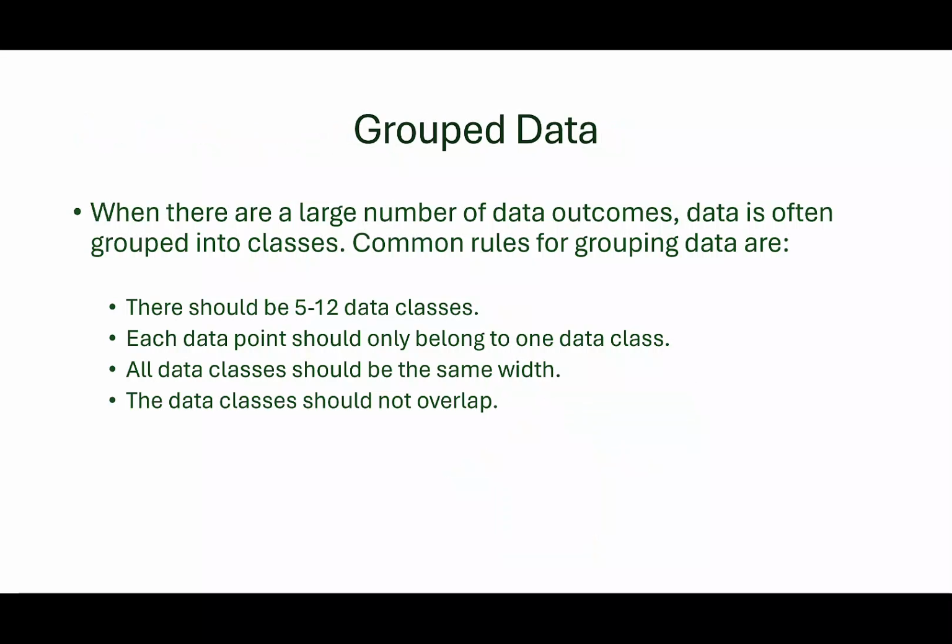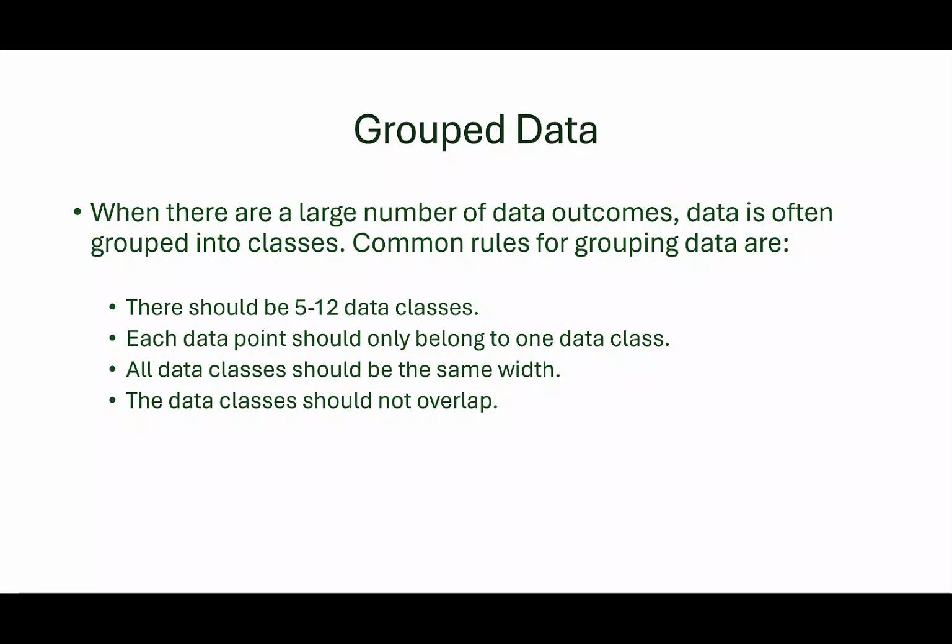As data gets larger, it becomes harder to work with. So when we have a large number of data outcomes, we often group the data into classes. There are a couple common rules for grouping data. Generally, we like 5 to 12 data classes, but a lot of that depends on the type of data we have. Every data point can only belong to one of those data classes. All data classes should have the same width, and none of them should overlap.